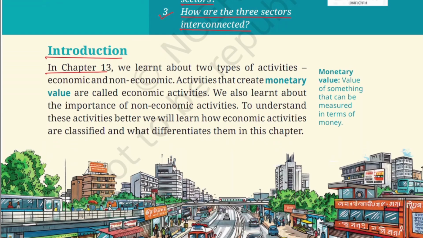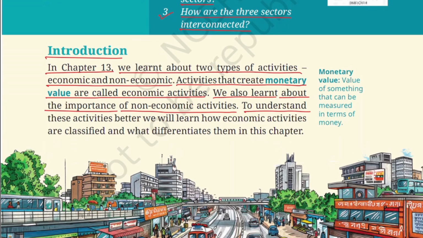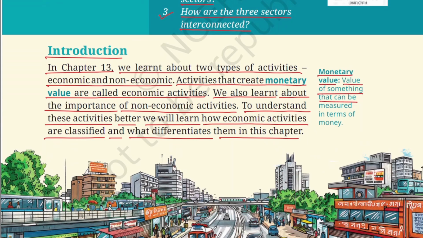Introduction. In Chapter 13, we learned about two types of activities, economic and non-economic. Activities that create monetary value are called economic activities. We also learned about the importance of non-economic activities. To understand these activities better, we will learn how economic activities are classified and what differentiates them in this chapter. Monetary value: value of something that can be measured in terms of money.